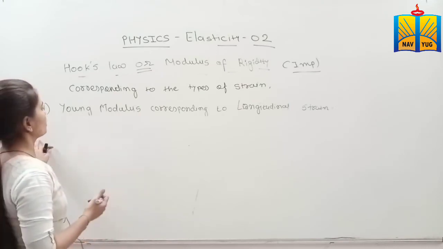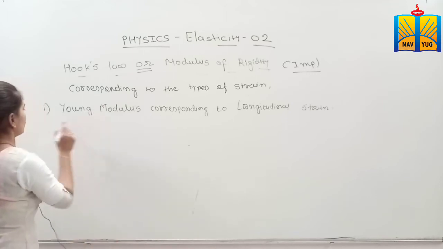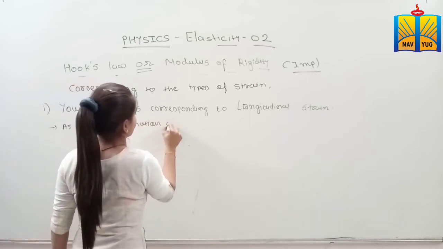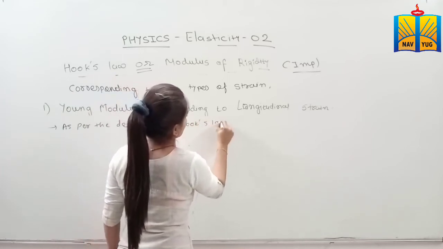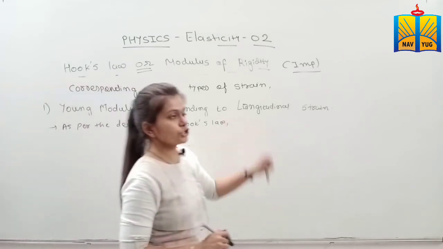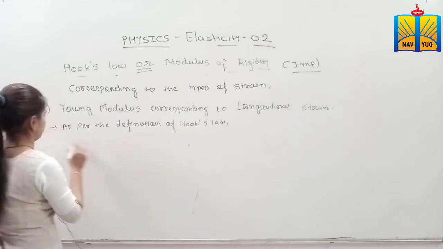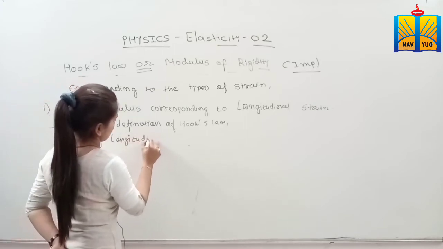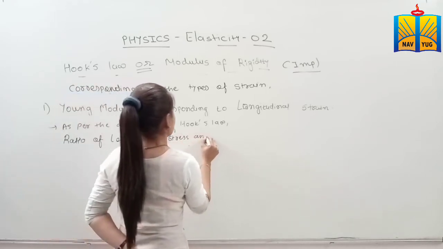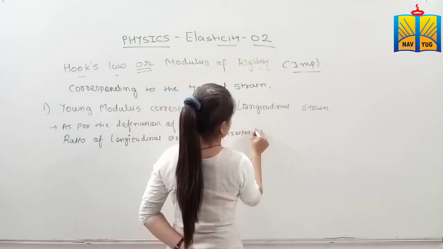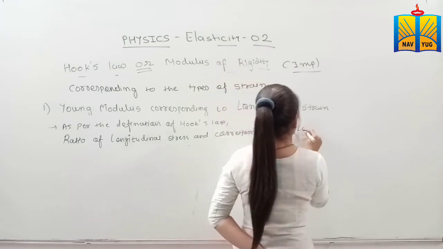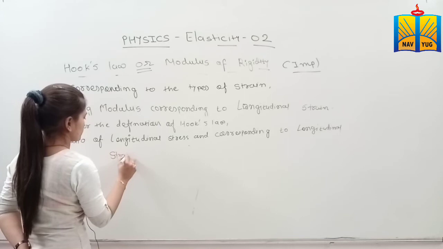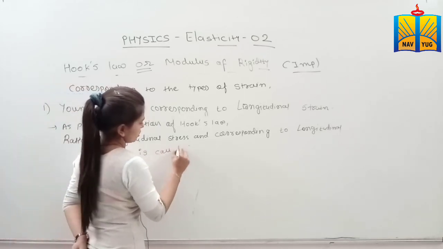Let's start the Young modulus. Young modulus corresponding to the longitudinal strain. As per the definition of Hooke's law, Hooke's law is the ratio of stress and strain. But here we are using longitudinal strain. So the Hooke's law: the ratio of longitudinal stress and corresponding longitudinal strain is called Young modulus.